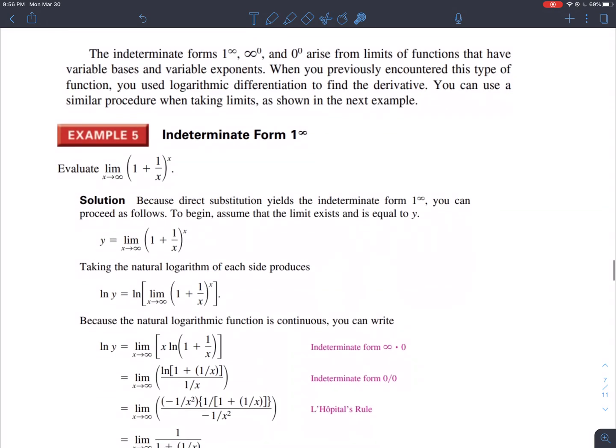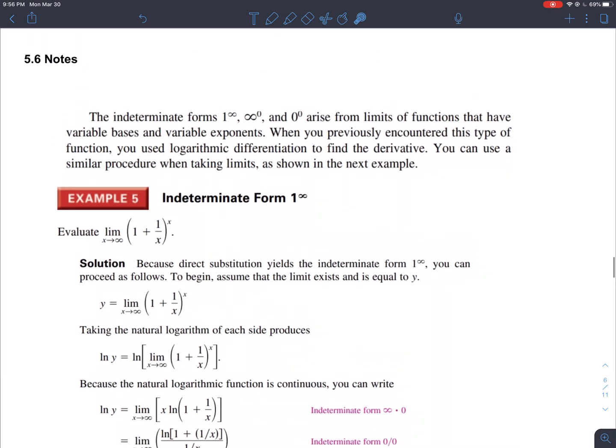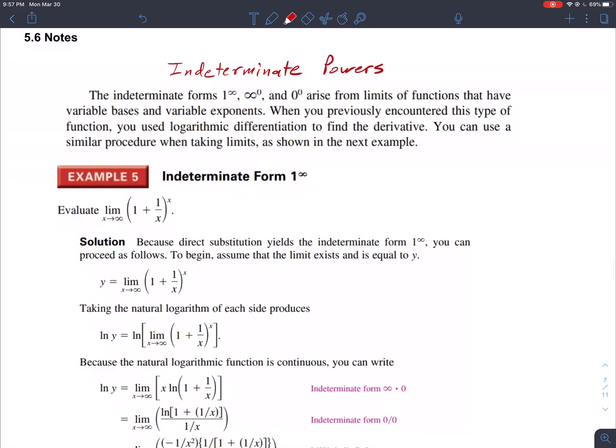Our last type of indeterminate forms is what we call indeterminate powers. All right, let me write that up here. Indeterminate powers. And to work indeterminate powers, I've got one example here that we're just going to walk through together that is already worked out and discussed, and then we'll practice one on our own.